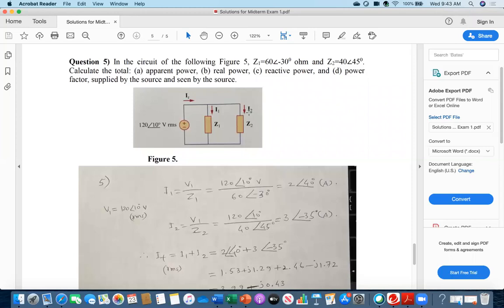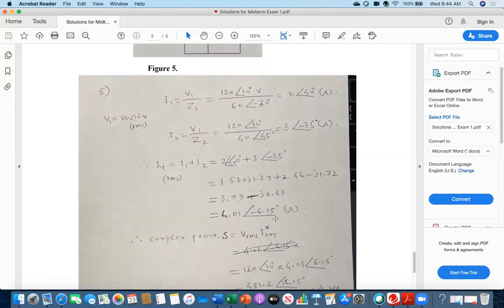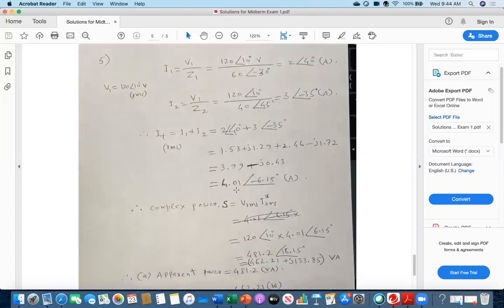Next I found out the I2, again that is V1 over G2. I got 3 at an angle of minus 35 ampere. And then I am calculating the total current. I take I1 plus I2, and that is the RMS because our voltage was in RMS. So 2 at that angle plus 3 at that angle. After calculating, I got approximately 4.01 at an angle of minus 6.15 degrees.